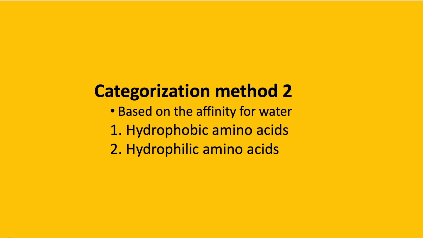Categorization method 2. This categorization method is based on the affinity of amino acids to water. Within this method, the 20 amino acids are grouped into one of 2 categories. They include the hydrophobic amino acids and hydrophilic amino acids. If you want to learn more about the second categorization system, check out my video on this topic. I didn't want to include it here because that would have made a really long video.